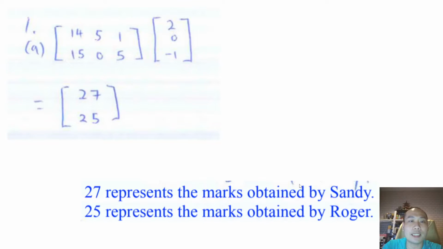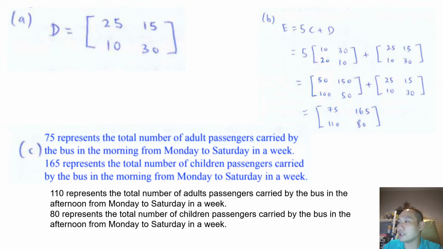So let us look at another example. So in the second question, a slightly longer question. If you look at your physical worksheet, the question goes like that. On every weekday morning from Monday to Friday, a bus carries 10 adult passengers and 30 children, right? And on every weekday afternoon, so morning one shift, afternoon one shift, carries 20 adults and 10 children.